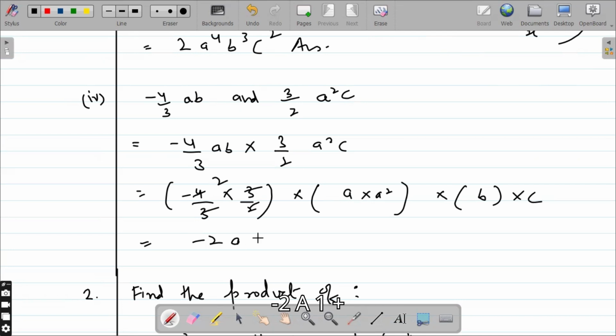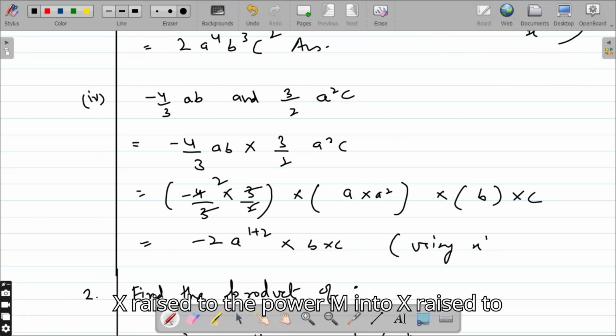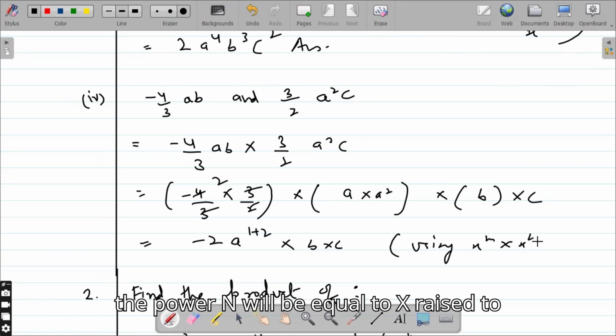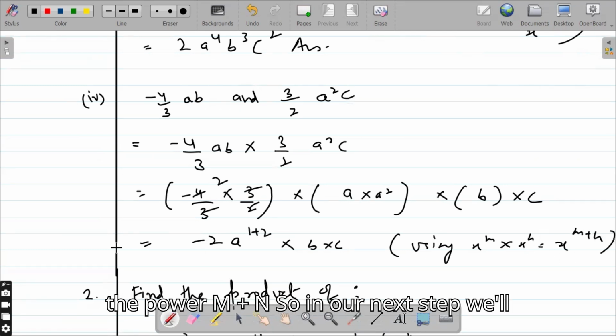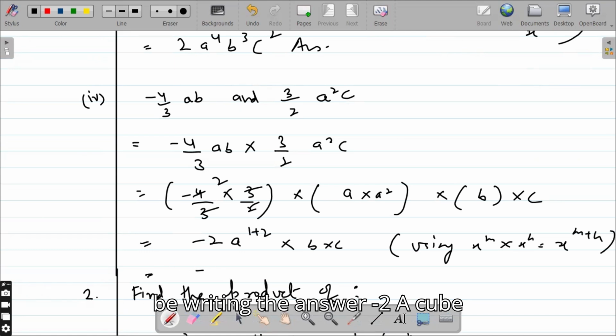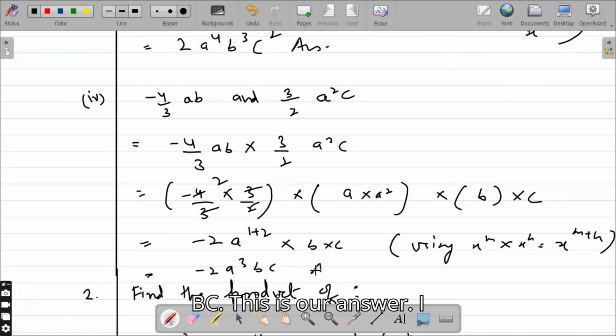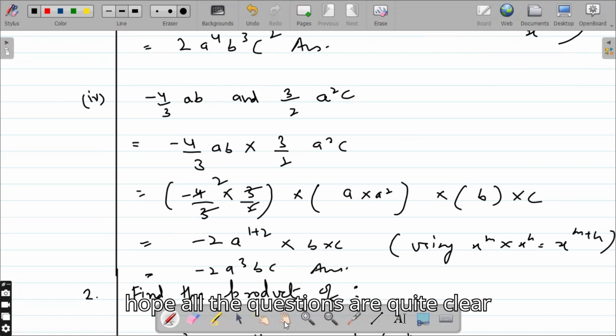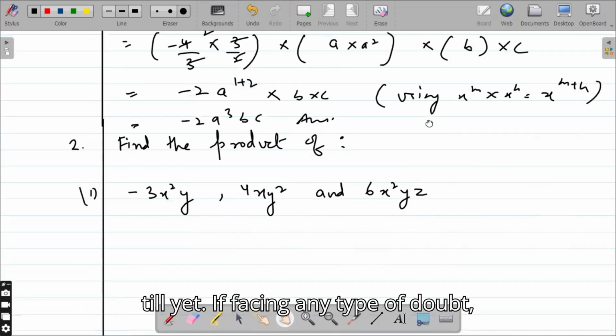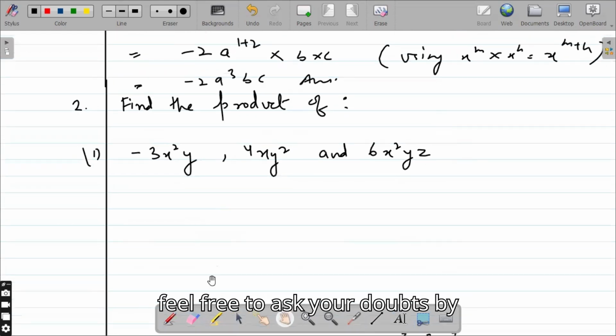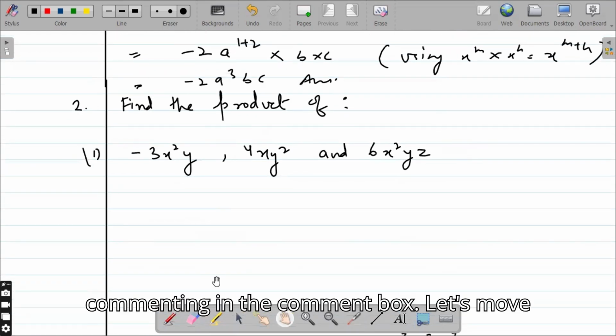Minus 2 a 1 plus 2 into b into c. We'll write using the law x raised to the power m into x raised to the power n will be equal to x raised to the power m plus n. So in our next step, we'll be writing the answer minus 2a cube b c. This is our answer. I hope all the questions are quite clear till yet. If facing any type of doubt, feel free to ask your doubts by commenting in the comment box.